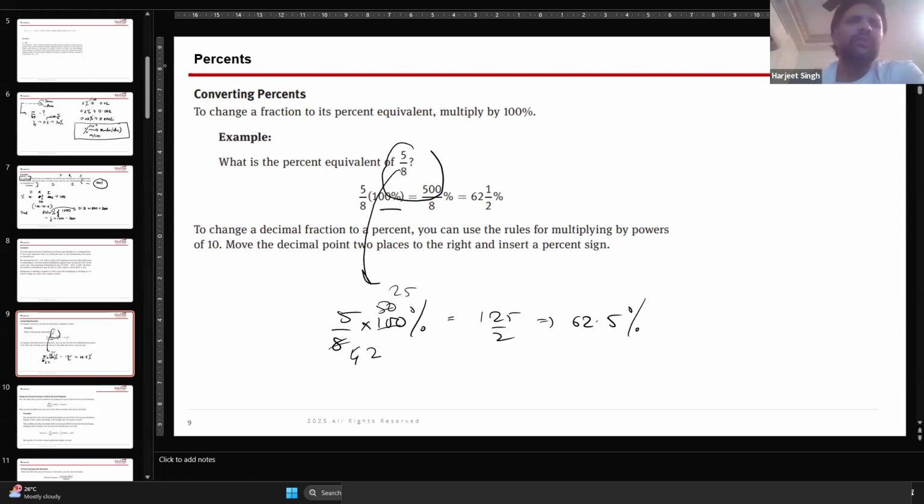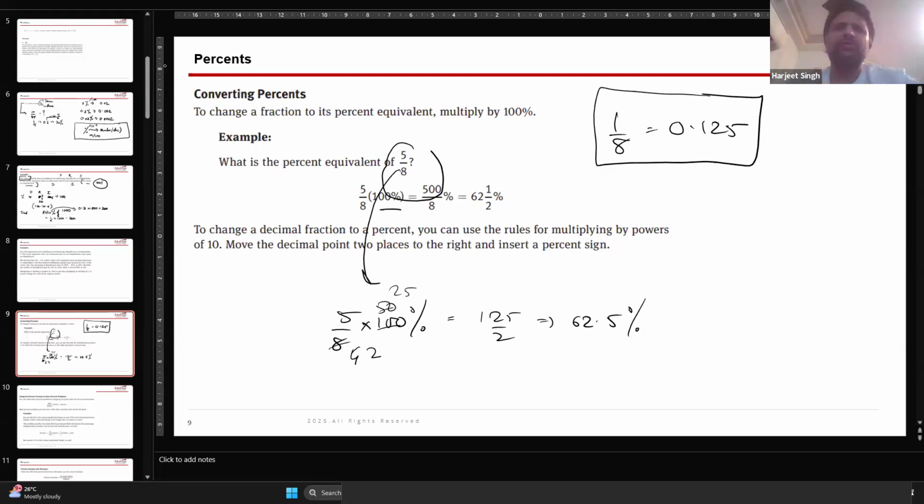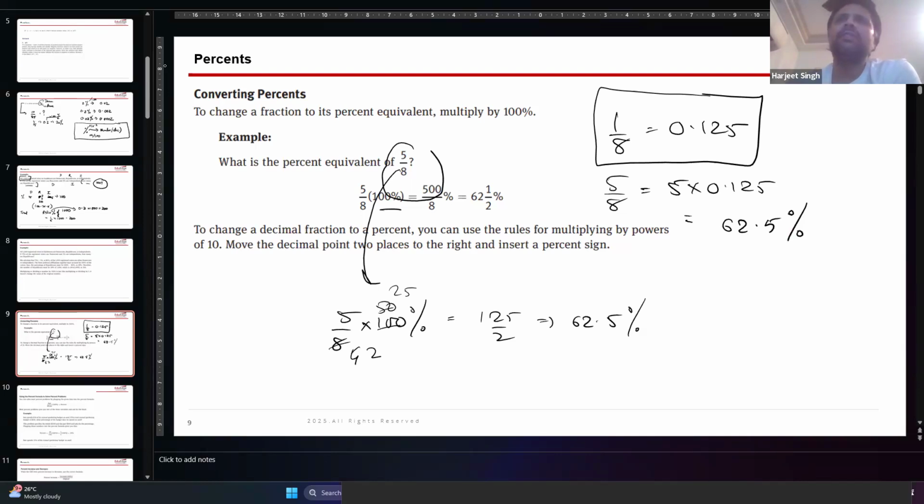Yes, we can also remember these fractions. Some of these fractions can be remembered. For instance, 1 by 8 is nothing but 0.125. I can give you a list of these fractions. There are some 10 to 15 fractions to be remembered so that calculations become faster. So if 1 by 8 is 0.125, 5 by 8 becomes 5 into 0.125, which is 62.5%.